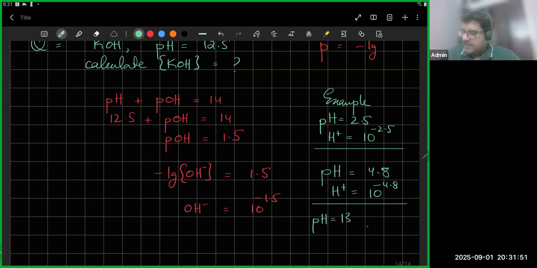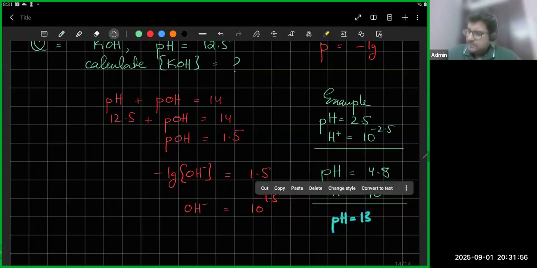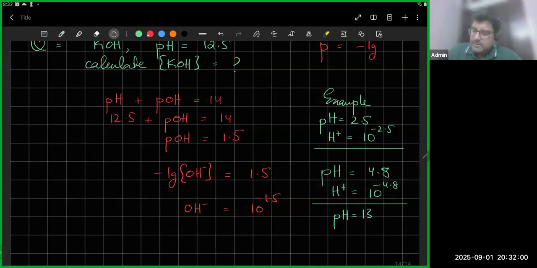So what does that mean? It means that your H plus 1 concentration is, in that case, your H plus 1 concentration would be 10 power minus 13. So keep this in mind.